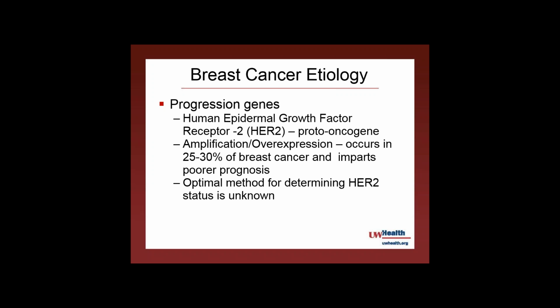We have progression genes, and the one that we definitely do know about is the human epidermal growth factor receptor 2, or HER2. That's a proto-oncogene. An amplification or overexpression occurs in, again, about a third of breast cancer patients, and it imparts a poorer prognosis. We once thought, oh my goodness, you're HER2 amplified, this is a good thing because we can use trastuzumab, but generally this is a more aggressive tumor. So when you look at prognosis, HER2 normal is a slightly better prognosis than HER2 amplified.